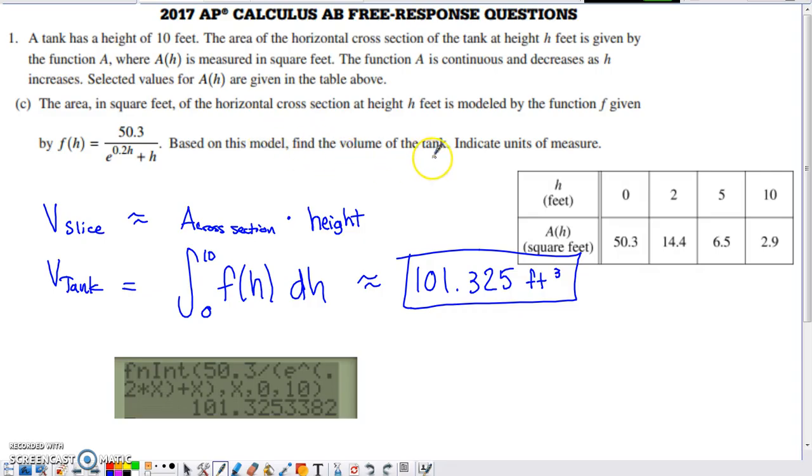Based on this model, find the volume of the tank, indicate units of measure. So same starting point as part A, right? I need to find the volume of a slice first, so I'm going to have the area of a cross section times the height, giving me that.